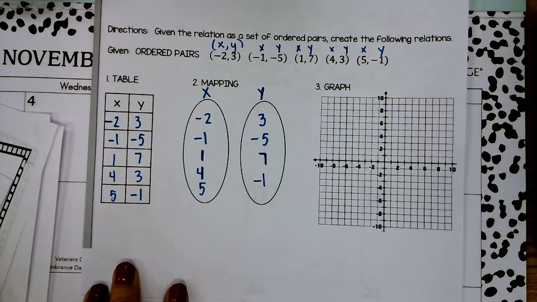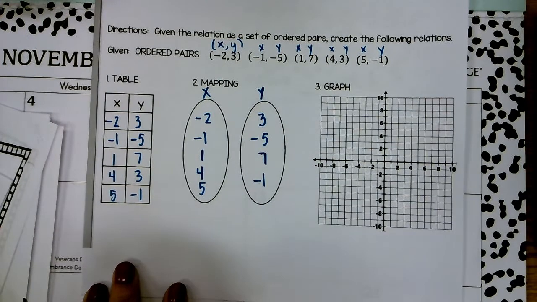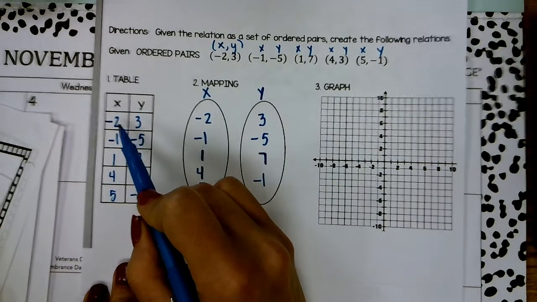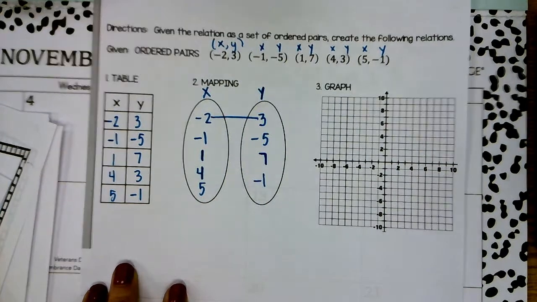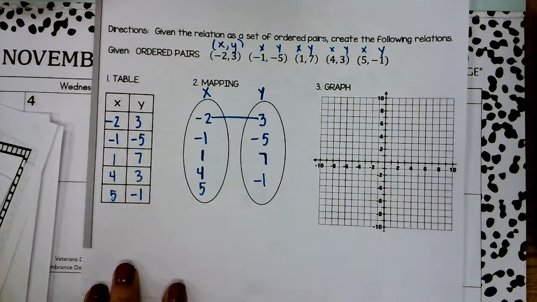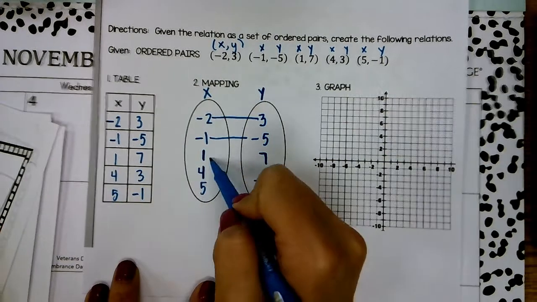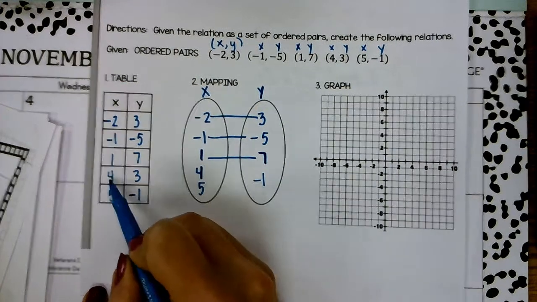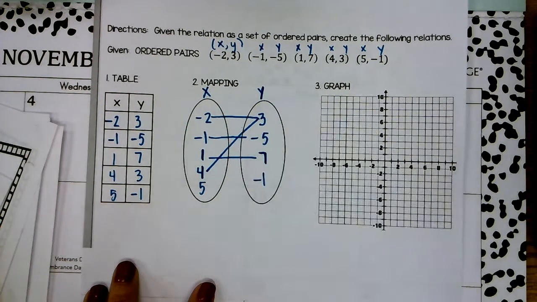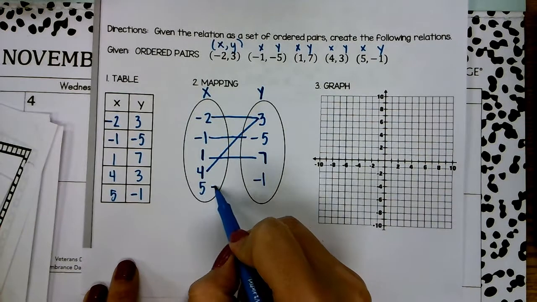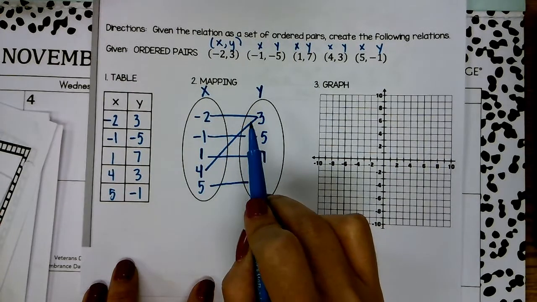Now to finish the map, we need to draw arrows mapping our x values to their corresponding y values. From our ordered pairs or from your table, -2 maps to 3. So an x value of -2 maps to a y value of 3. You're just going to draw a line from -2 to 3. -1 maps to -5. 1 maps to 7, so I'm just going to draw a line mapping them to each other. 4 maps to 3, so I'm going to draw a line from 4 to 3. And then 5 maps to -1. So the mapping tells us for each x value what their corresponding y value is.